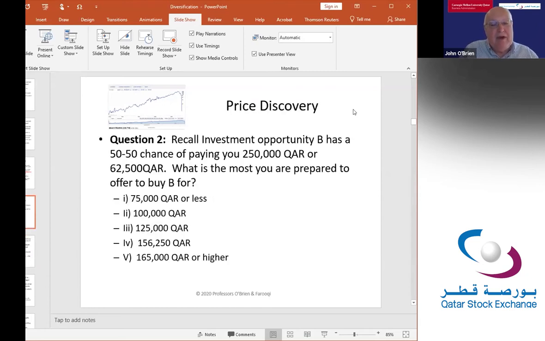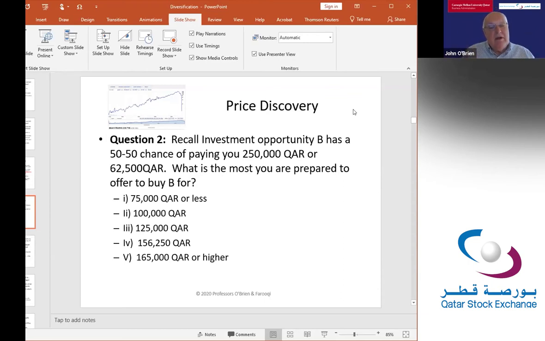Now, if we went back and worked out these others, you could see that if you were managing to get it at 75,000, your expected return is really, really high. At 100,000, you've got a pretty good expected return, much higher than 25%. At 156,250, your expected return is 0. And at 165,000 or higher, your expected return is negative.